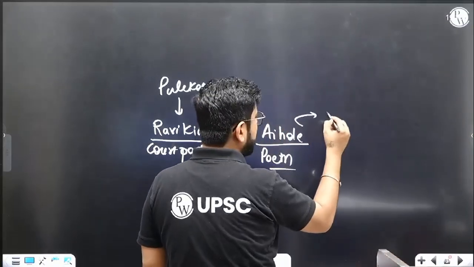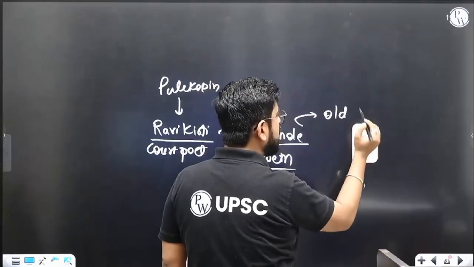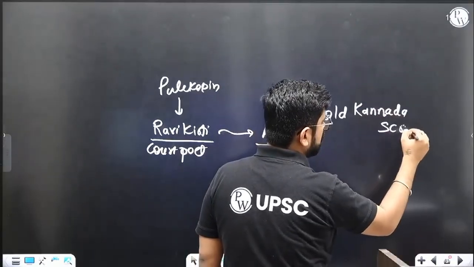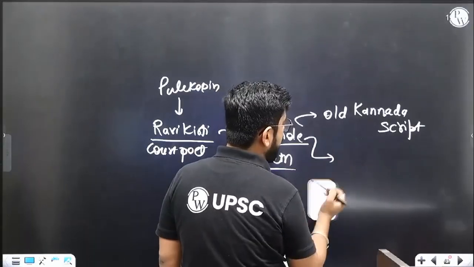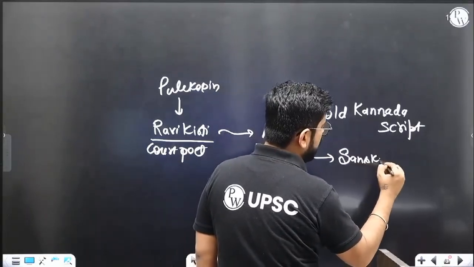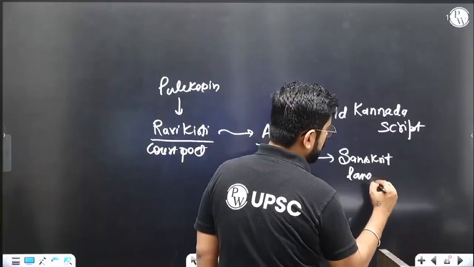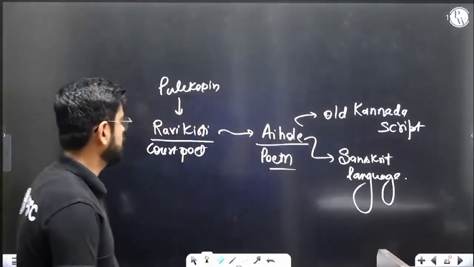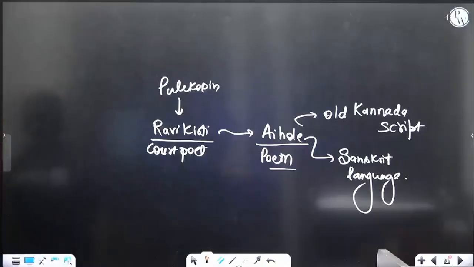This poem is actually written in old Kannada script. Right? Old Kannada script, and the language is Sanskrit. So it is written in Sanskrit language but Kannada script. This is something different, something important, so we need to know this. So this Pulkesin Aihole inscription that is written by Ravi Kirti, a poet, he has written this in Aihole. It's old Kannada script but Sanskrit language. This we remember. This Pulkesin II, of course.